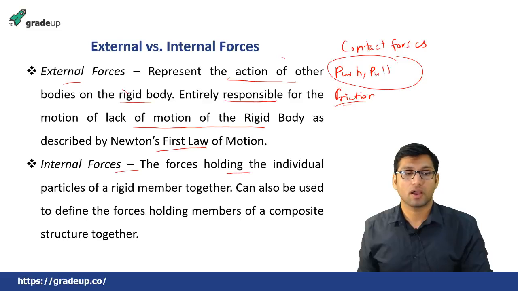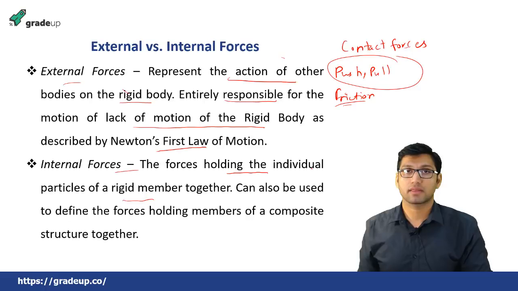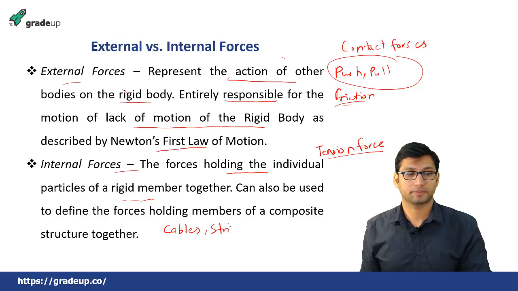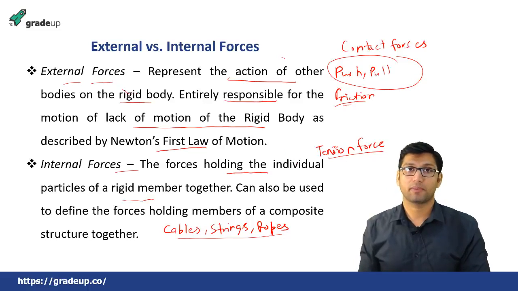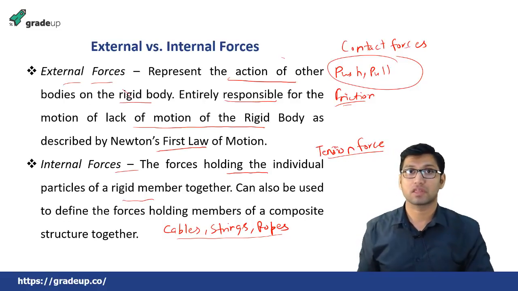Now what about internal forces? Internal forces are the forces which hold the individual particles of a rigid member together. The best example of an internal force is the tension force, which is commonly seen in cables, strings, and ropes. These are mechanical linkages in which you will see tension forces, which are a kind of internal force. All the external forces acting on a rigid body are the effect of some other body imparting force on the rigid body under analysis.